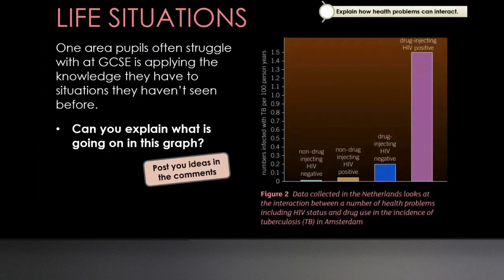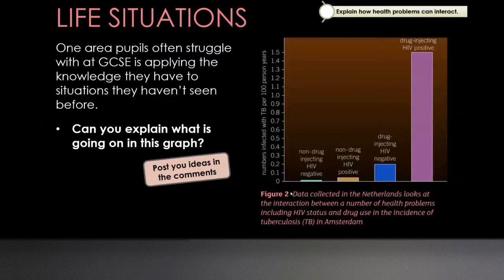So if you don't inject drugs and you don't have HIV, you don't have much of a chance of getting TB. If you don't inject drugs, but you do have HIV, you don't really have much of a chance of getting TB either. If you do inject drugs, but you don't have HIV, you've got a little bit of a chance of getting TB, but it's not very big. Now, it's when we have somebody who injects drugs, but is also HIV positive, that suddenly we have a much, much bigger chance of contracting TB.